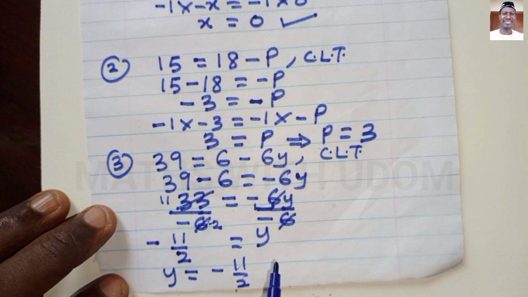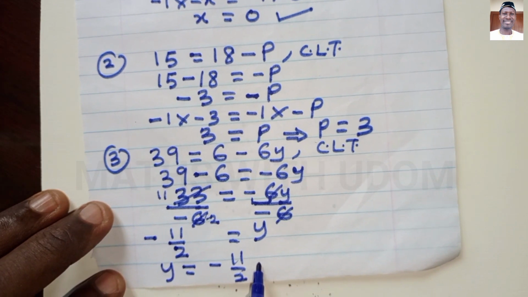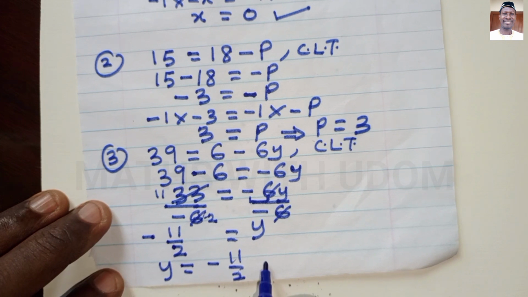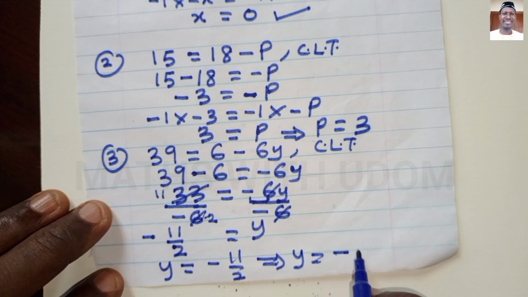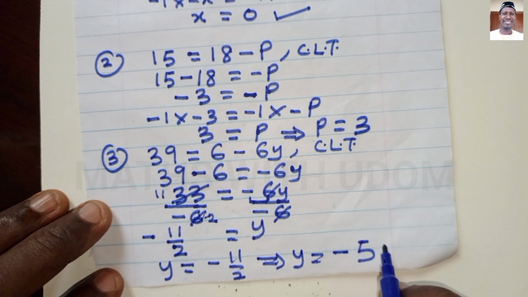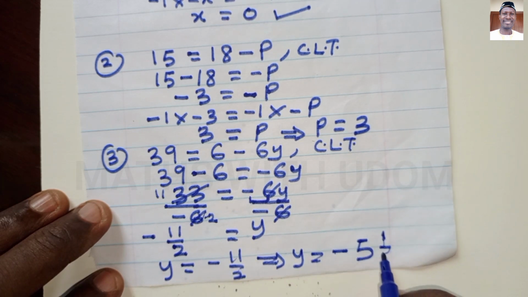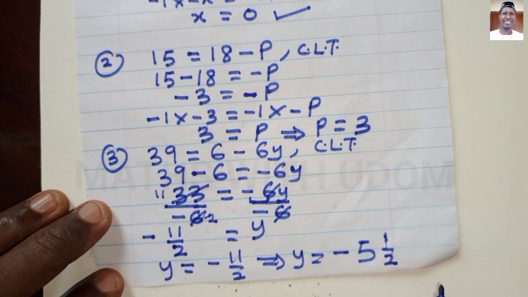So this is an improper fraction. I cannot leave the answer like this. So I have to change it to a mixed fraction. Which implies that y is equal to minus 5 and a half. 11 divided by 2 is 5 as the whole number. It will remain 1 over 2. So these are my answers.